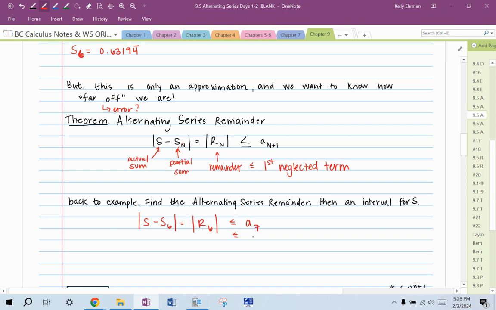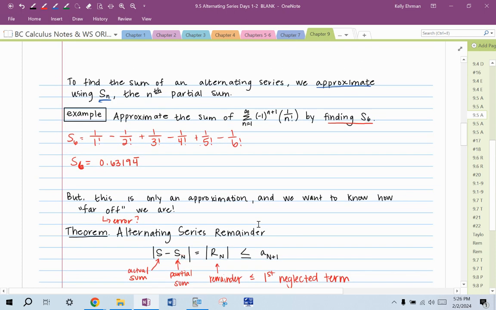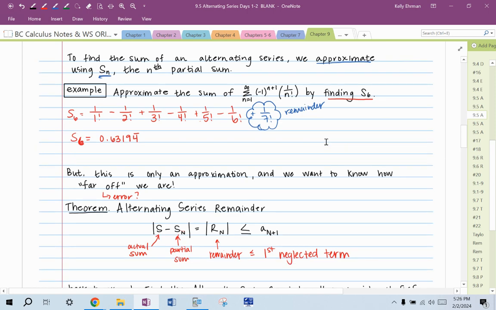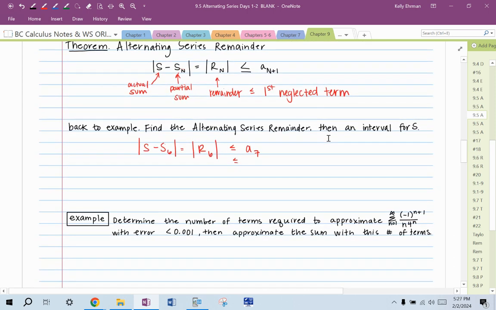The 7th term is what would have come next. What would have come next is plus 1 over 7 factorial. Now, this is plus, so I'm just going to make a note here. This is the remainder, in case you write this in on your notes. So what does that mean? If that were minus 1 over 7 factorial, we would still make it positive because remember, we're looking at absolute value. So we could keep absolute value around if we want.